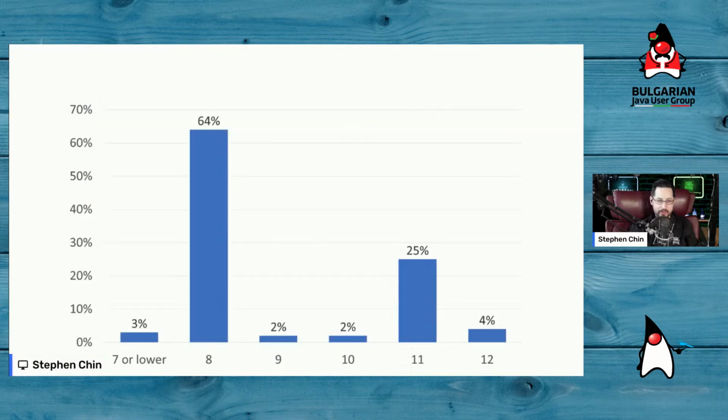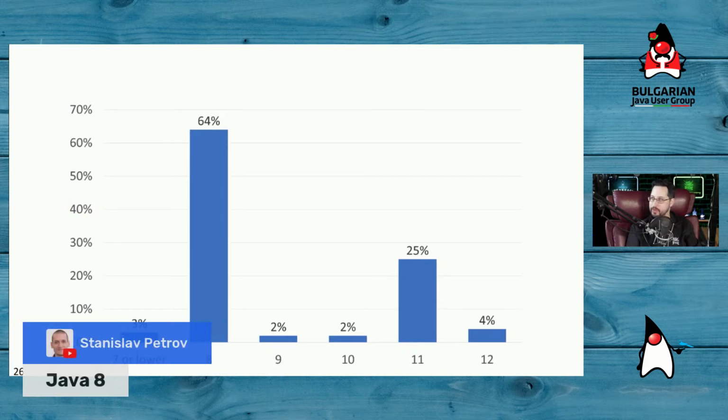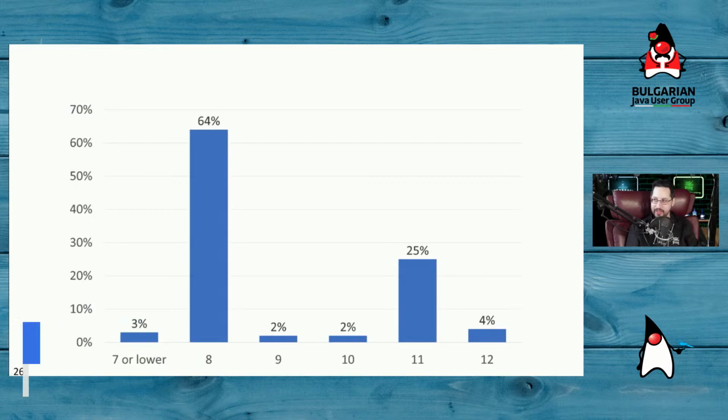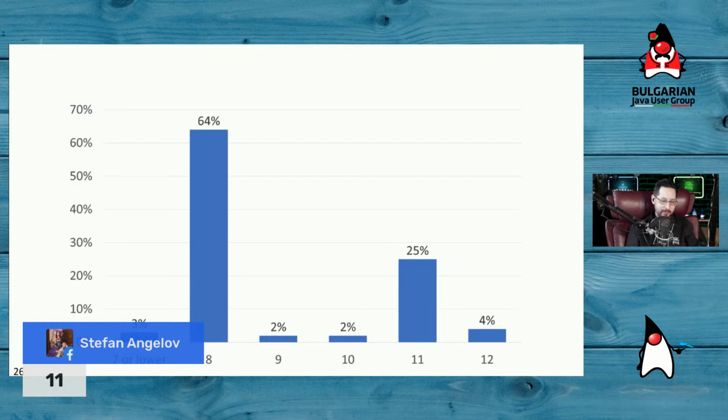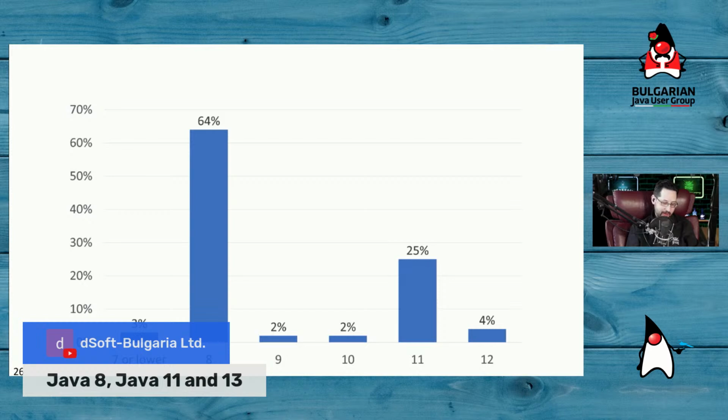So this is the poll which was taken recently in one of the Snyk surveys, and this tells you kind of where folks are. So thanks Stanislav. You're in the majority with Java 8. Java 8 had a lot of features. It was actually a great Java release, a very stable Java release, and it had the highest adoption of any Java release in recent history. Much higher than Java 7 and more modern releases of Java.